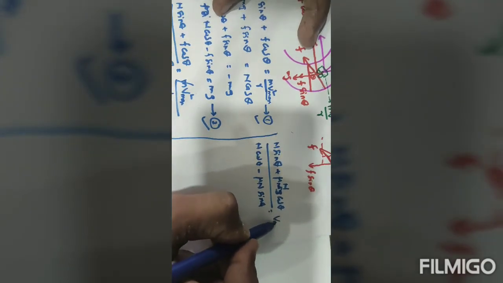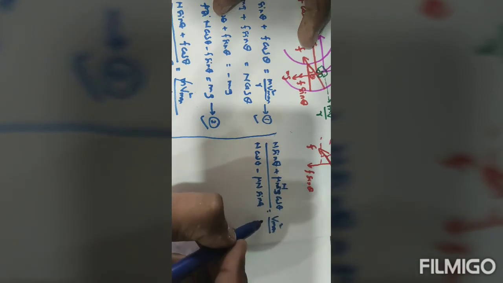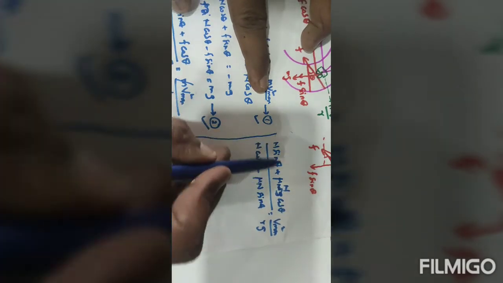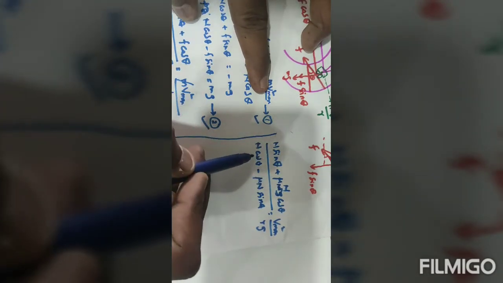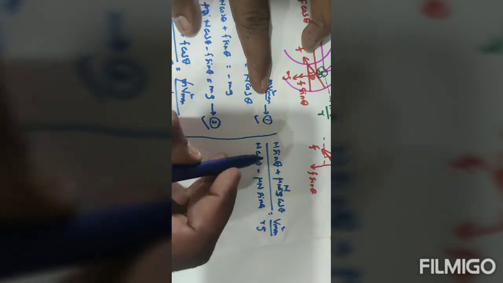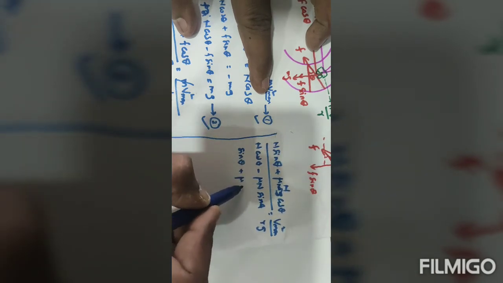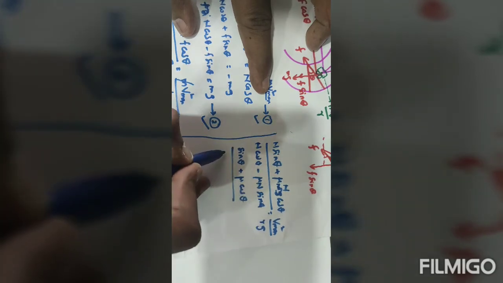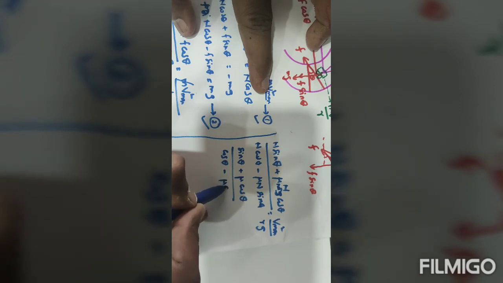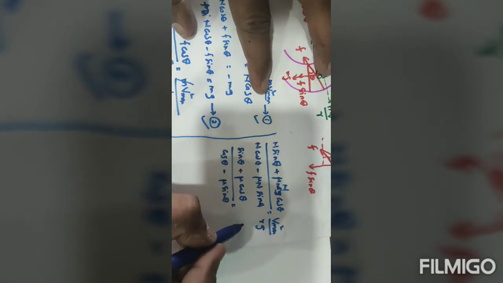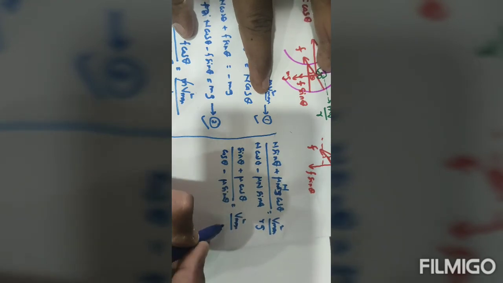equal to v max squared divided by rg. In the numerator and denominator the n value is common, so we can take it out and n will be cancelled. So the remaining terms: sin theta plus mu cos theta divided by cos theta minus mu sin theta equal to v max squared divided by rg. The n value has been taken out and cancelled.